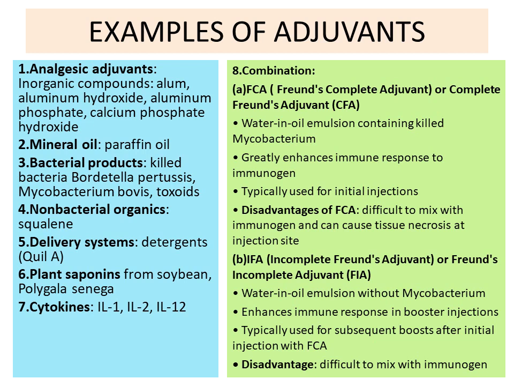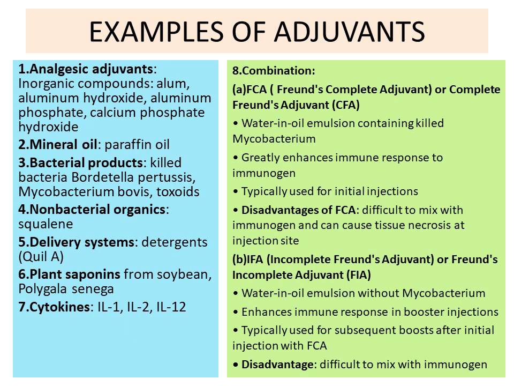Two very good examples which are very important. One is Freund's complete adjuvant, FCA, or it is also known as CFA, that is complete Freund's adjuvant. It is a water in oil emulsion containing killed Mycobacterium. It greatly enhances the immune response to the immunogen, typically used for initial injections. Disadvantage of FCA is it is difficult to mix with the immunogen and can cause tissue necrosis at the injection site.